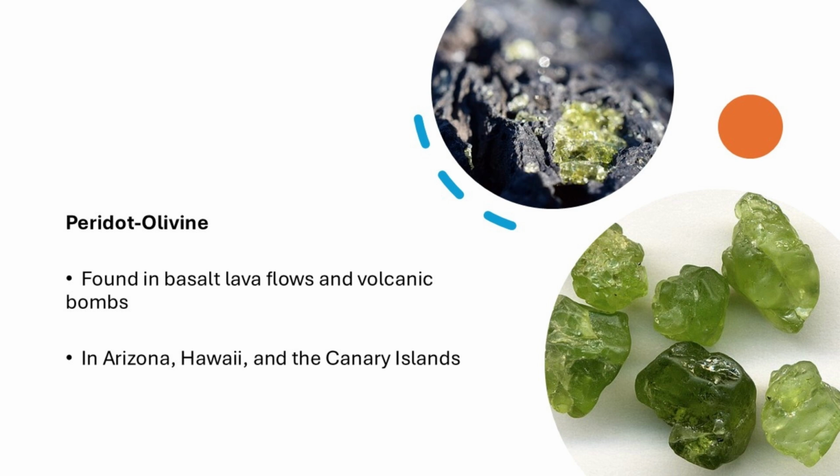Most commonly, peridot and olivine is found in the basalt lava and ultramafic lava. So ultramafic lava is dominantly olivine, so you're going to find a lot more in ultramafic. And you can find those in Arizona, Hawaii, and the Canary Islands.